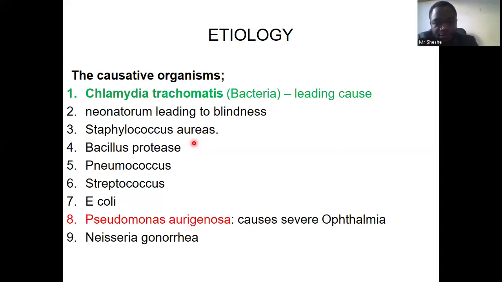So in no order, we have chlamydia trachomatis. This is a bacterial infection. Now, when you're studying chlamydia, it may seem as if it's a virus, but actually it's a bacterial microorganism. This is a leading cause of ophthalmia neonatorum. The baby acquires this infection from the mother as a urinary tract infection, or it could be a sexually transmitted infection. Now, this can lead to blindness because of the nature of the bacterial infection itself.